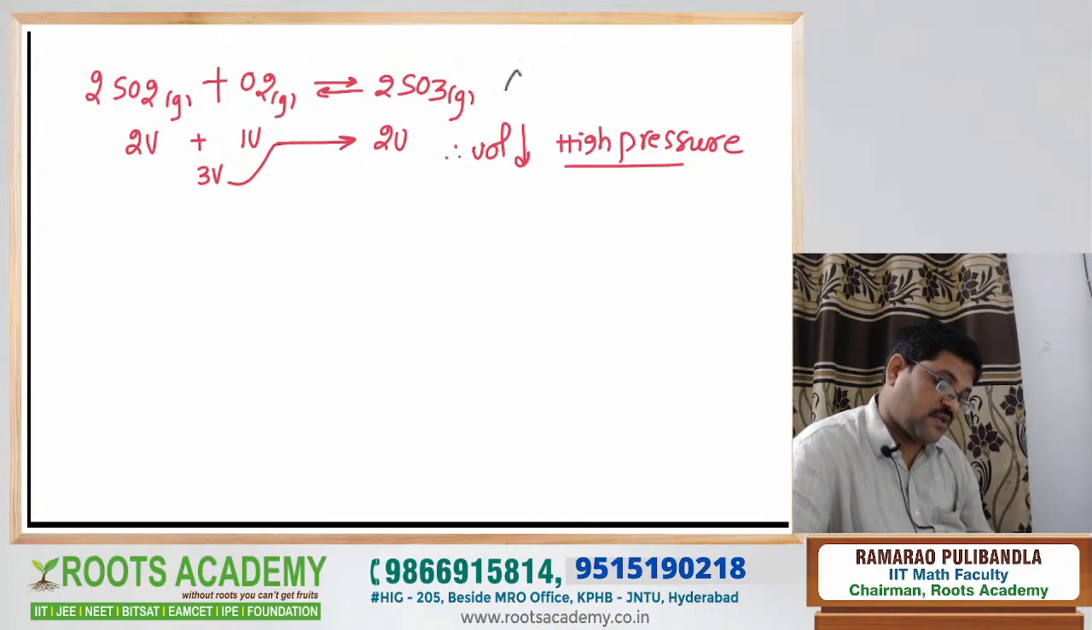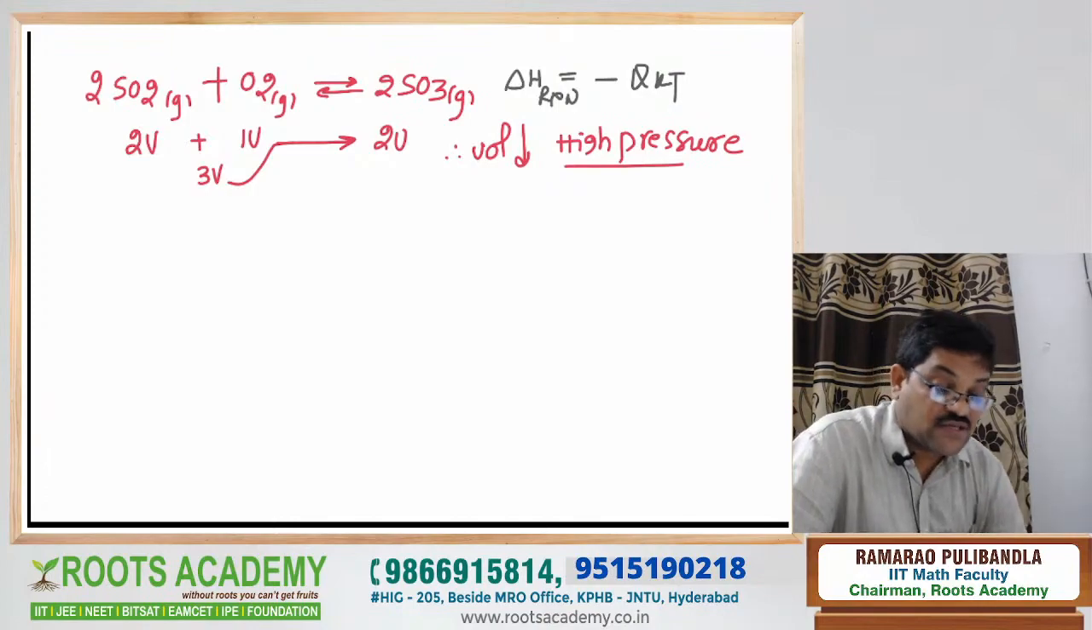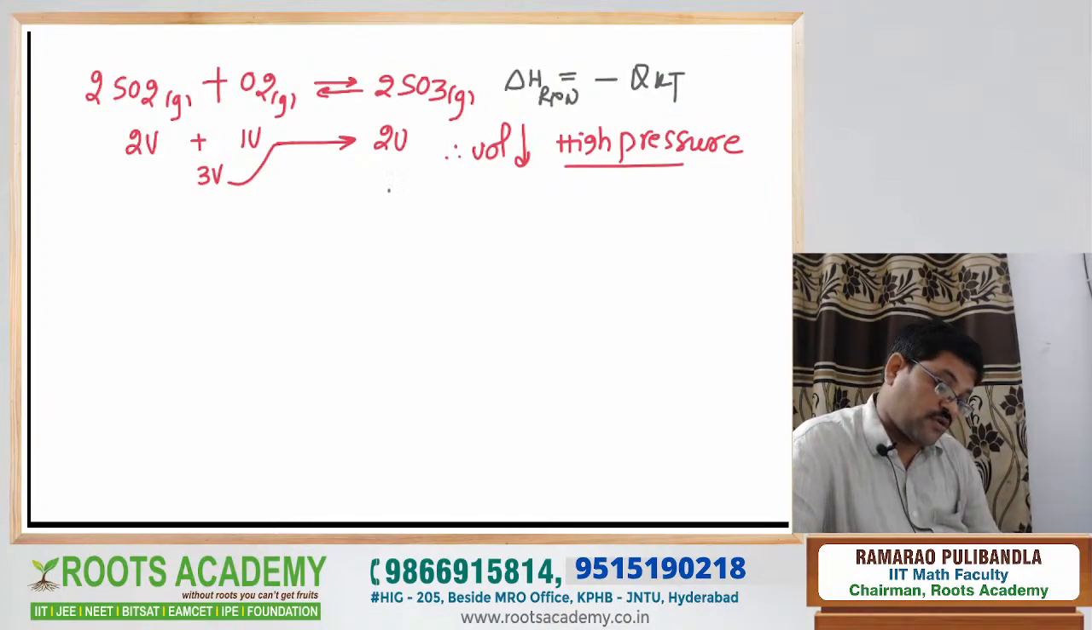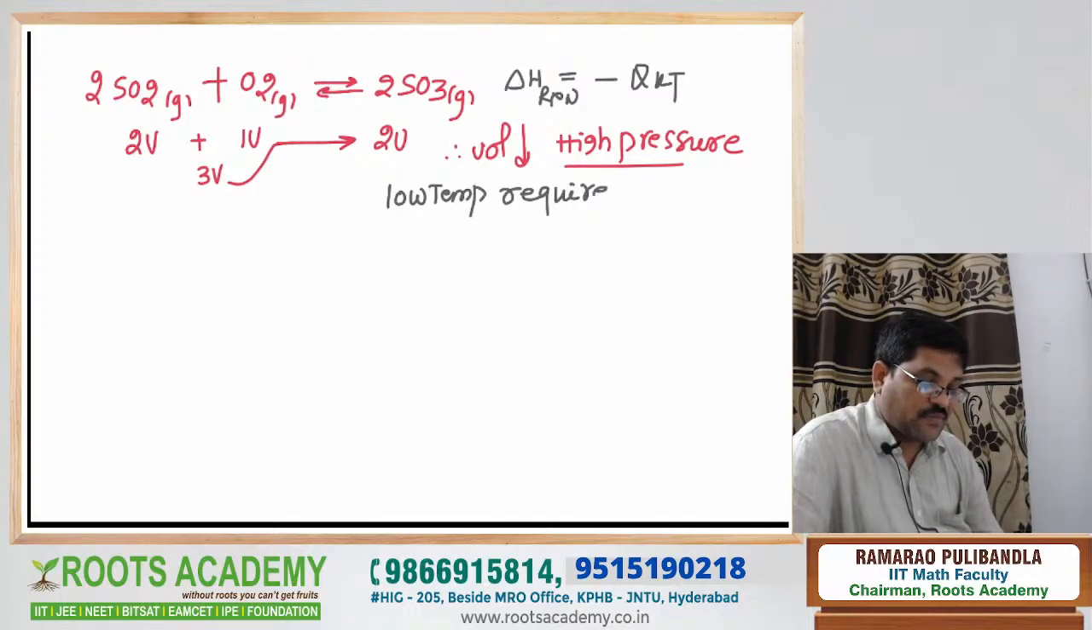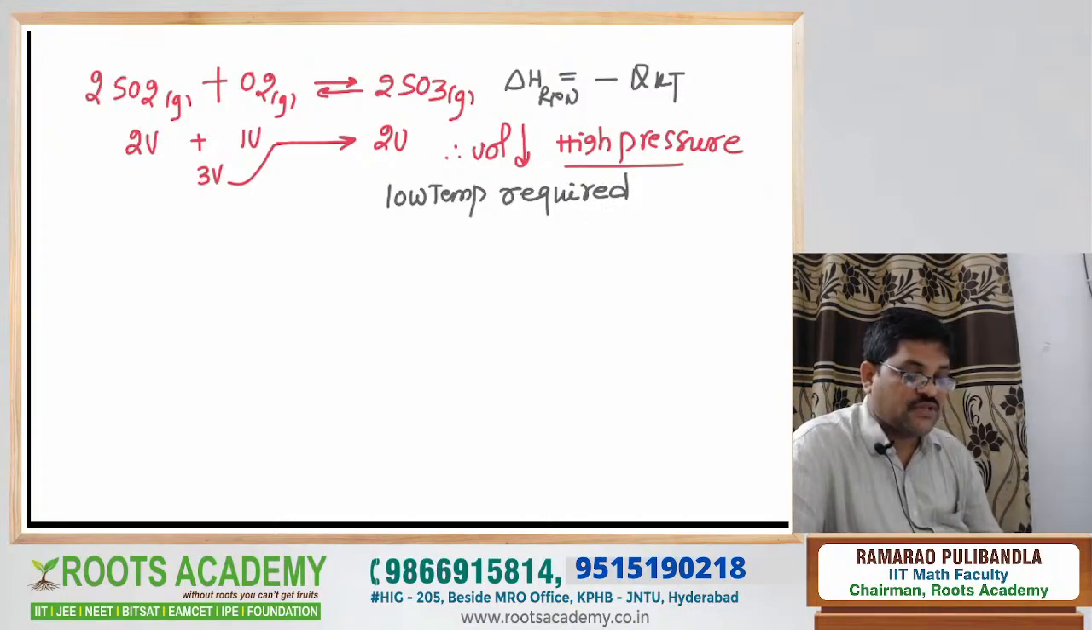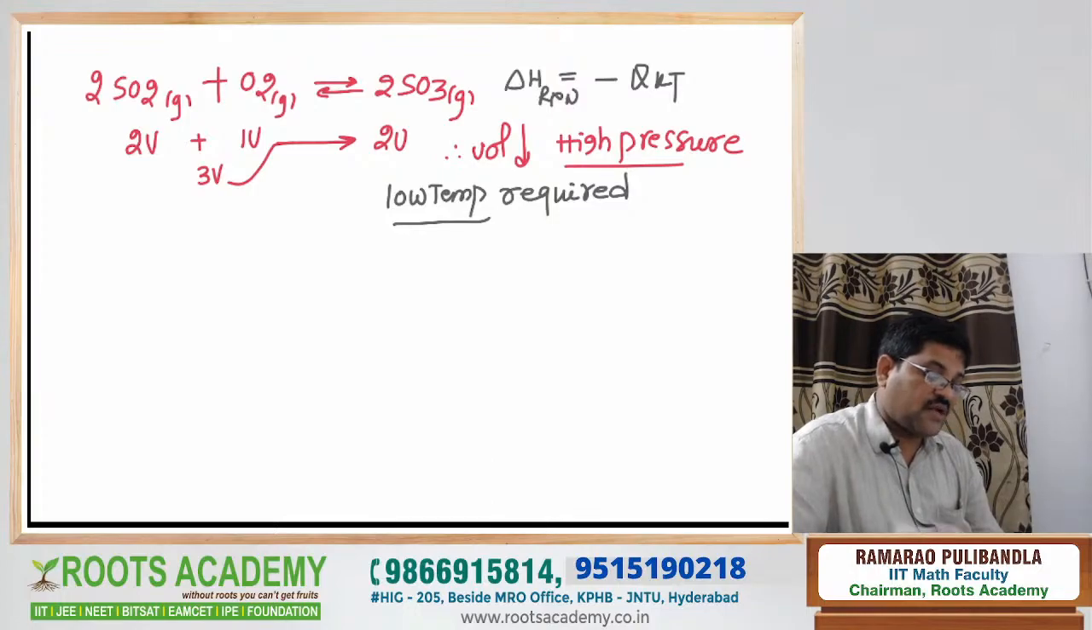Now come to the effect of temperature. Actually, this is an example of an exothermic reaction. What is an exothermic reaction? Heat is liberated, minus Q kilojoules. Because it is exothermic, low temperature is sufficient for synthesis of SO3 gas. Low temperature is required, but to increase the yield of SO3 gas, we can use a moderate temperature. Easy concept.